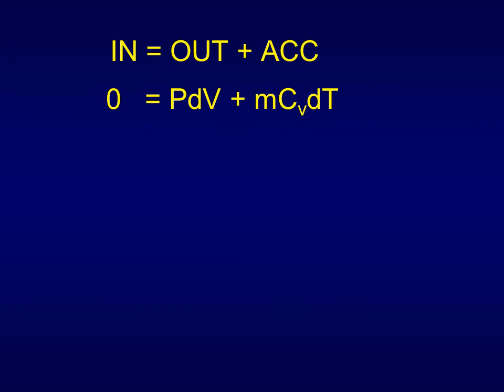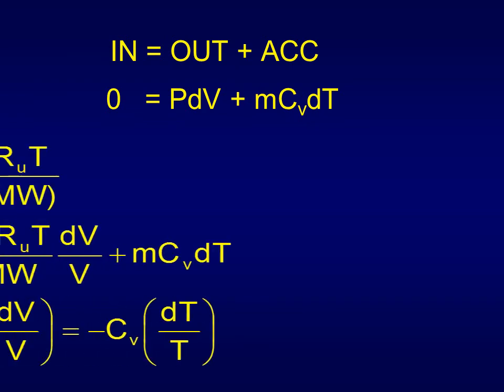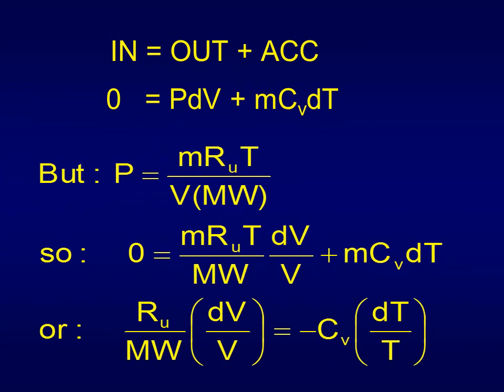Do our energy balance, and we'll do it on a differential level, so P dV equals m CV dT. Plugging in the pressure as a function of T, because we can't integrate P dV unless we have P as a function of T, we solve for P equals m RU T over V molecular weight. Follow those equations. Again, I encourage you to pause the video, work through these equations, and convince yourself that all this is true. Mathematically it is. And you'll see that RU over molecular weight dV over V equals CV dT over T.